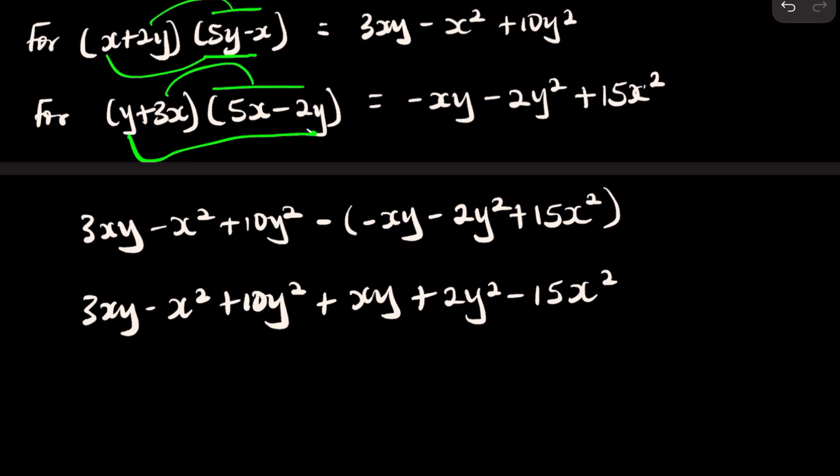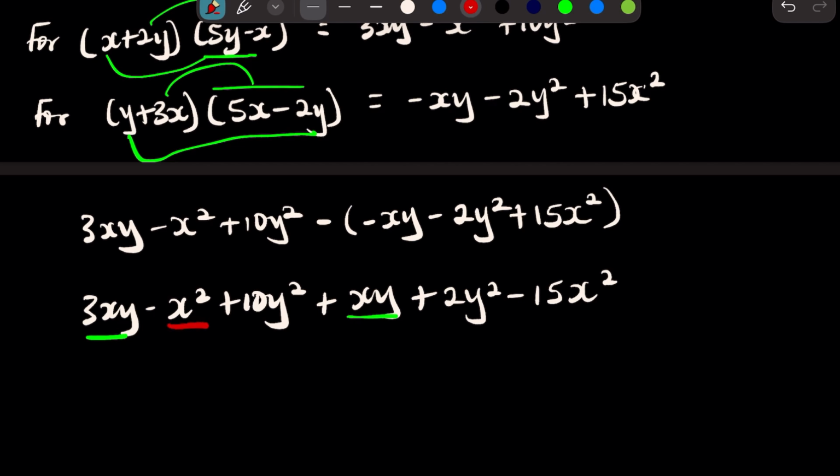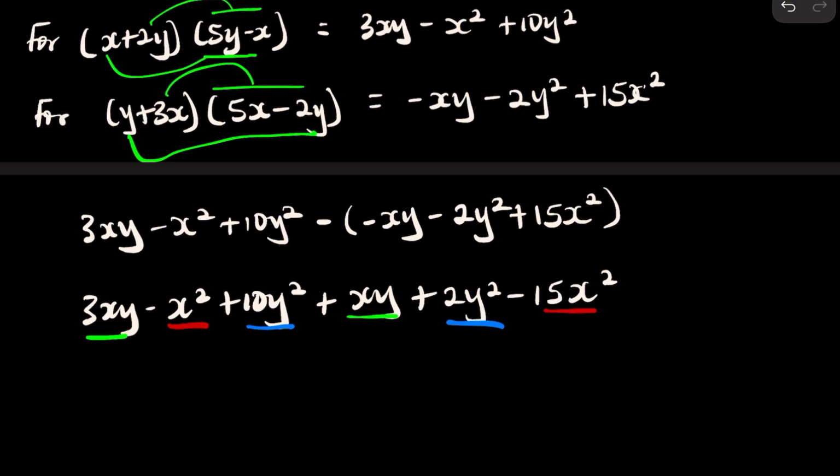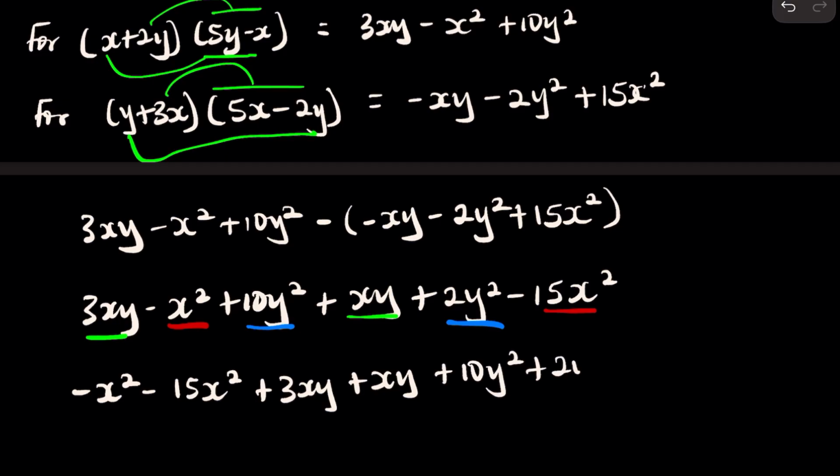So we now have to group like terms again. So here we are going to have these two guys to be like terms here. Likewise, we have x squared and x squared, and also we have y squared and y squared, right? So we can group these like terms. So let's start with the x squared term. So we have minus x squared, then minus 15x squared, right? Then let's move on to the xy terms. So we have plus 3xy, then plus xy, then lastly we have 10y squared plus 2y squared, right? So we can now add these terms.